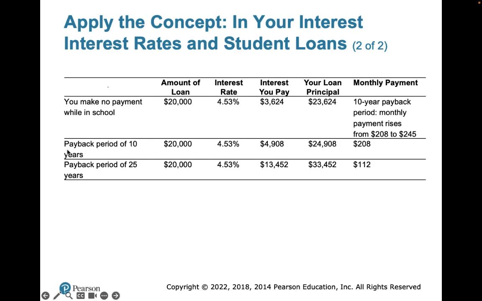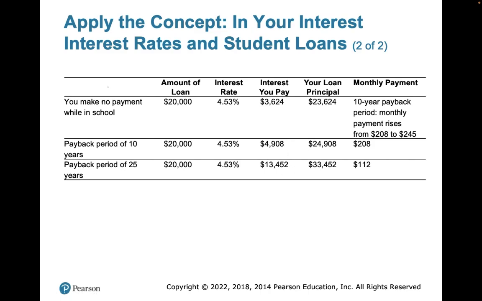Now if you look at the option of a payback period of 10 years, this is the loan, this is your interest, and your loan principal will be this. You're going to pay a total of this. Then we have a payback period of 25 years. You have $20,000, your loan interest rate of 4.53%, and the interest you pay is $30,000.